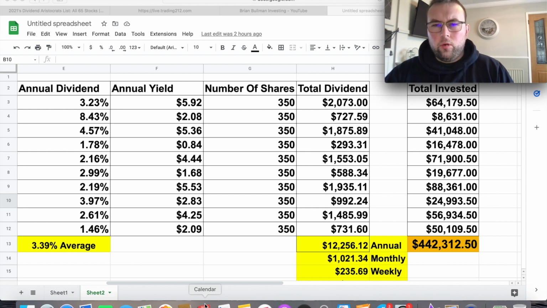I just want to make one more point here as well before we go into how I'm going to construct my portfolio, is that this $12,250 here is only from dividend payments. That doesn't include capital gains. So obviously over time your stocks will grow in value, which will eventually or inevitably give you more of an increase in value in your investment as well.